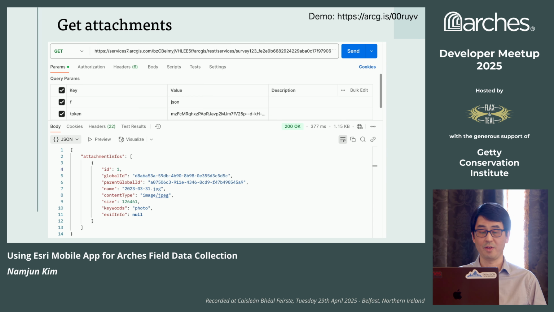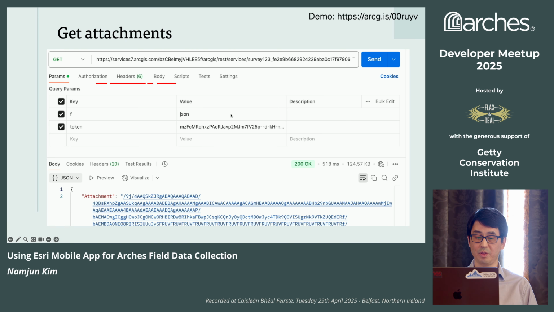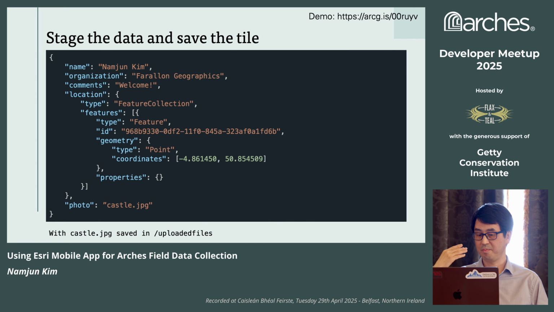If it has more than one, it will show you a list array of JSON. It starts with the ID, that's the attachment ID. Using that attachment ID, you can ask for the actual attachment. So that's first layer, first object, attachment, first object. When you ask for the JSON, it will give you the JSON with the whole block of the file, so attachment with the file. Then you can save that into the upload files.